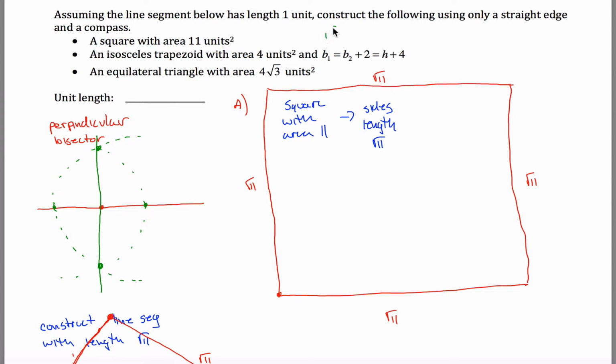If h equals 1, b1 is 5, b2 is 3, and so the area is equal to 1/2 times (b1 plus b2) times the height, which is exactly 4. Hey, lucky guessing. If I want an isosceles trapezoid with area 4 units, b1 would have to be 5, b2 would have to be 3, and the height would have to be 1.